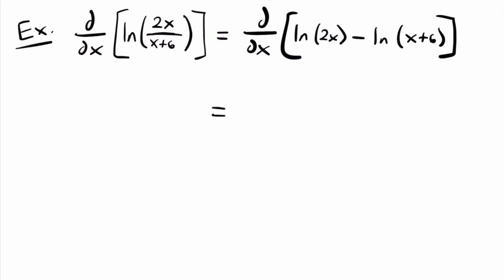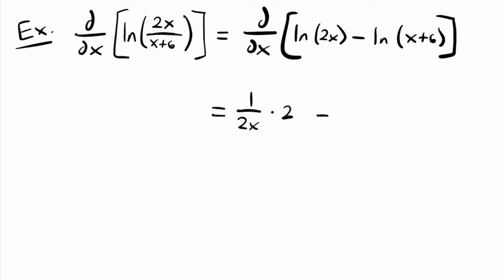And so this will be equal to the derivative of the natural log of 2x. And so we'll start by taking 1 divided by that inside function. So we'll have 1 divided by 2x. And then we're going to multiply by the derivative of that inside function. And the derivative of 2x is equal to 2. And so we'll multiply by 2.